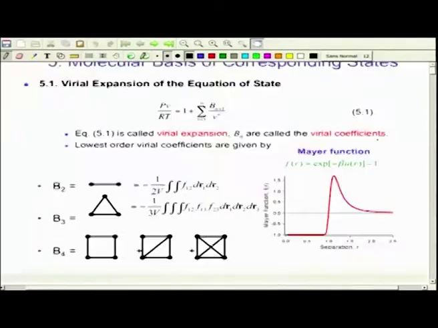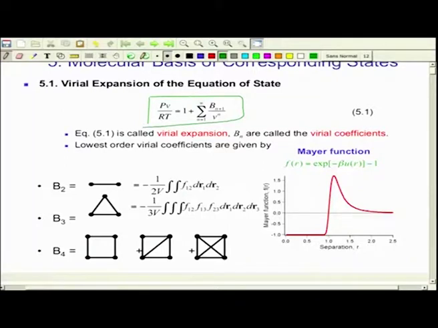Let me start with a very popular equation of state which we have been taught earlier, that is the virial equation of state. It has an origin in statistical mechanics. A typical virial expansion of the equation of state is given by this expression, where P times molar volume divided by RT is 1 plus the summation of B divided by molar volume to the power n, where n ranges from 1 to infinity, and B is nothing but the virial coefficients.